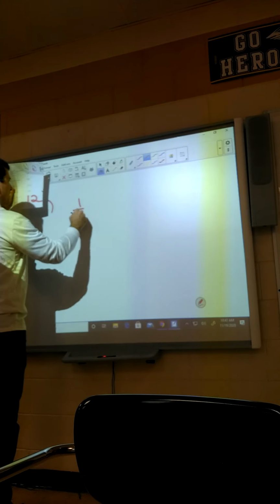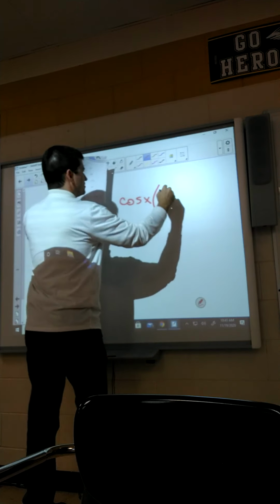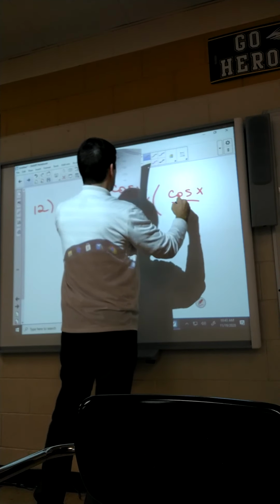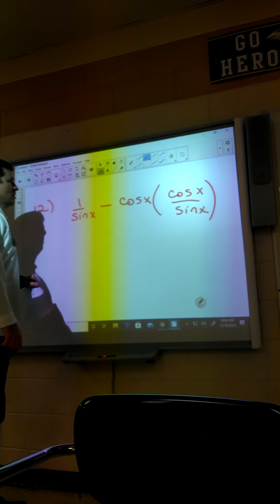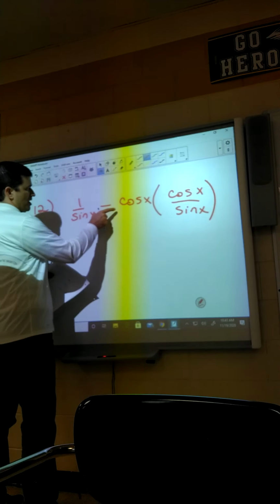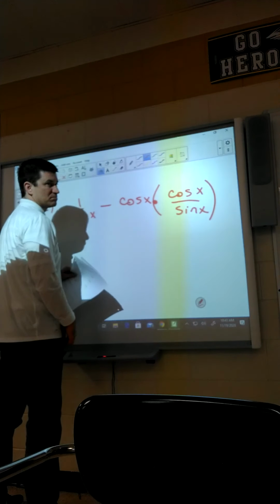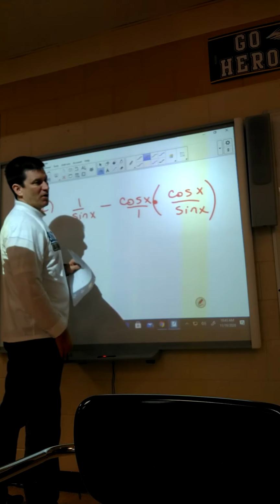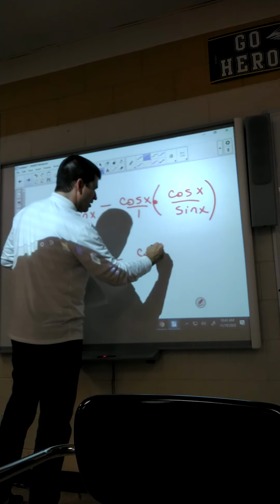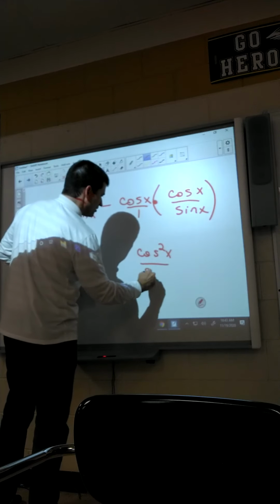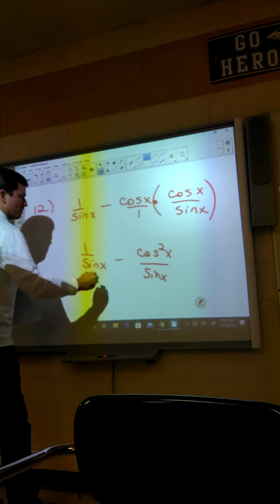One over sine minus cosine times cosine over sine. Okay, here's one I don't think we've done. All right, so what do I do first? Do I subtract these two or do I times these two? Everybody should remember that multiply comes first. All right, does anything cross out? Nope. So cosine times cosine is cosine squared over sine. So that's your first step.